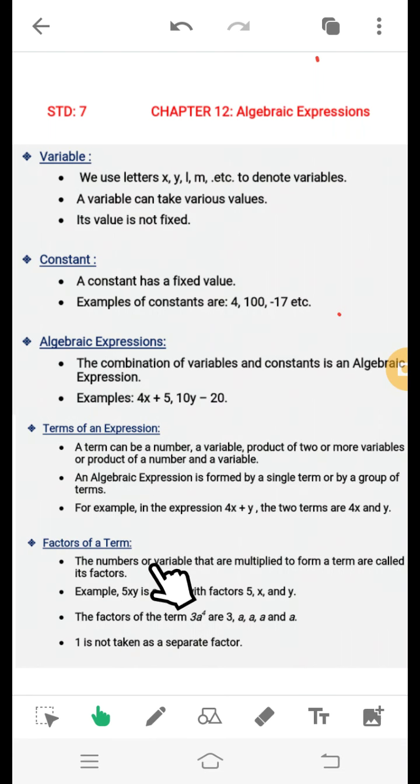Factors of a term. The numbers or variables that are multiplied to form a term are called its factors. For example, if the term 5xy is given, the factors are 5, x and y. The factors of the term 3a^4 are 3, a, a, a and a, because here it is a raised to 4. 1 is not taken as a separate factor.